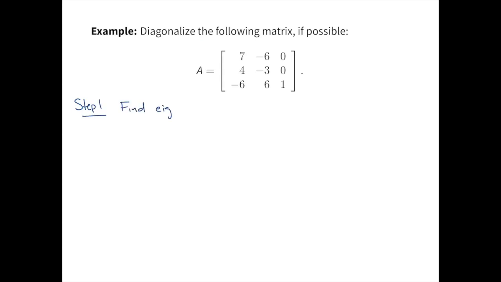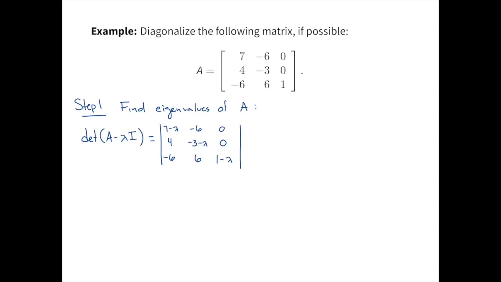We're going to find the eigenvalues of the matrix A. To do that, we're going to find our characteristic polynomial first, so the determinant of A minus lambda I. So that's going to be 7 minus lambda, minus 6, 0, 4, minus 3 minus lambda, 0, minus 6, 6, and 1 minus lambda.